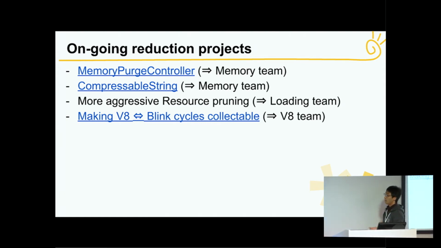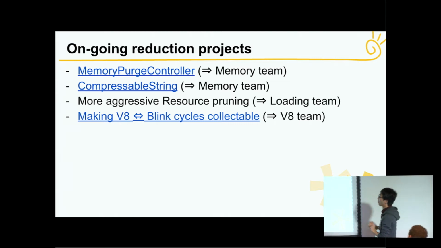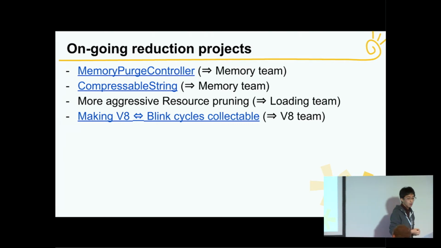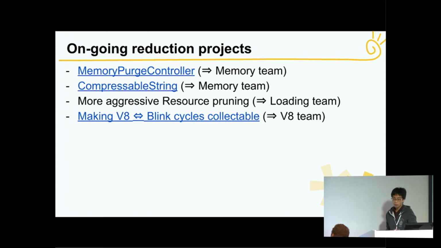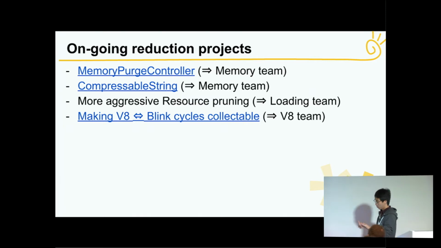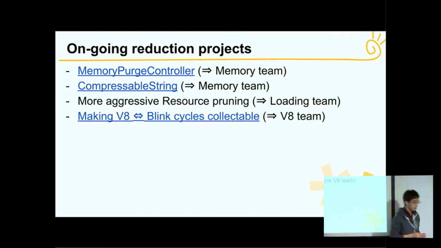A bunch of projects are going on. This is a list of the ongoing reduction projects: memory purge controller, compressible strings, more aggressive resource pruning, and making V8 Blink cycles collectible. I will take a look at them one by one quickly.